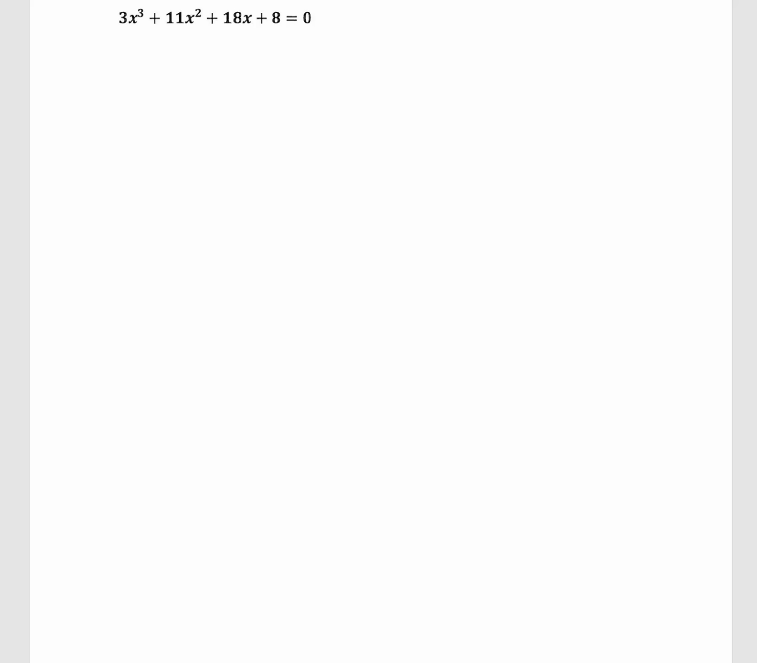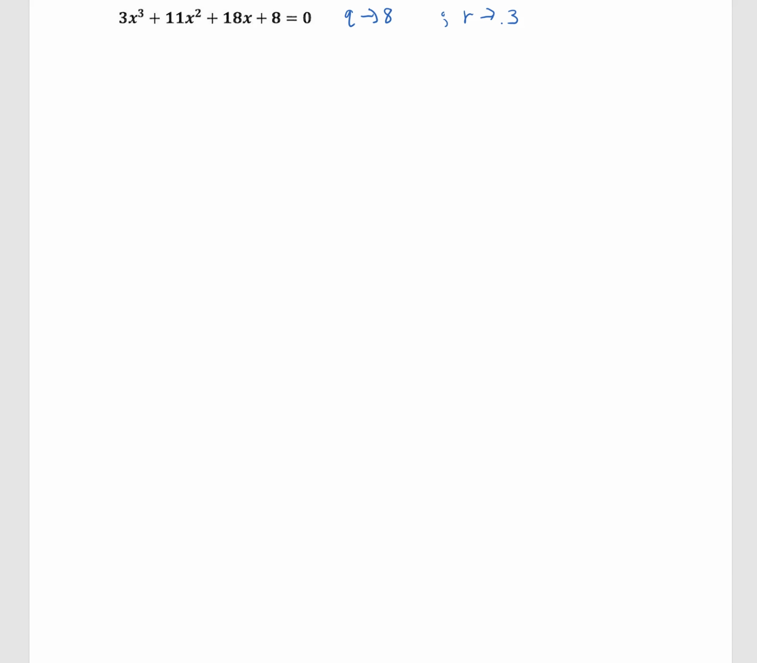So the last equation in question 4 is this one, 3x cubed plus 11x squared minus 18x plus 8 equals 0. And for this one, again, what we want to do is use the rational root theorem. So again, what we're doing is finding what the possible values for q and r are. So q is going to be all factors of 8, which is our constant. And r is going to be all factors of our leading coefficient, which is 3.